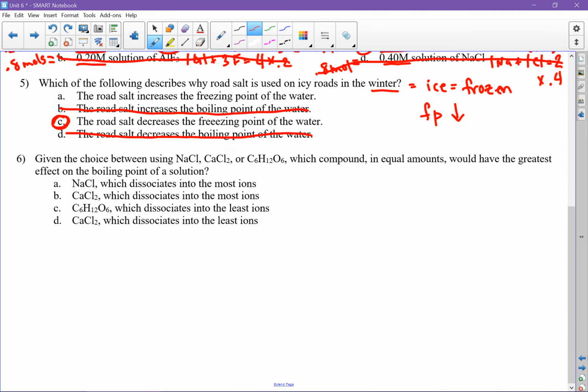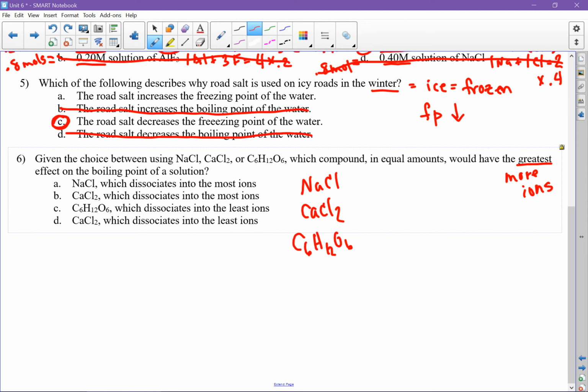Last one. So we're going to compare these solutes. So let's count and figure out how many ions, and which one will have the greatest effect. This means that we're looking to have more ions formed because that will change the boiling point more.